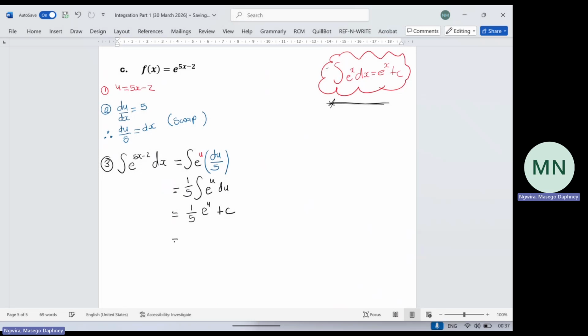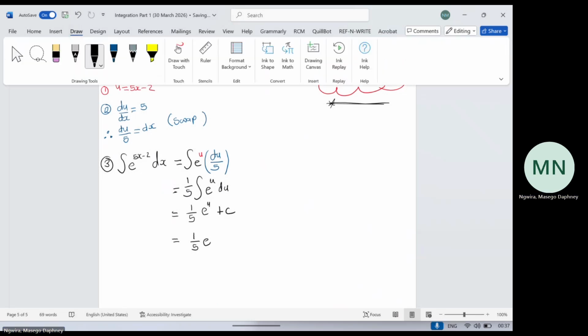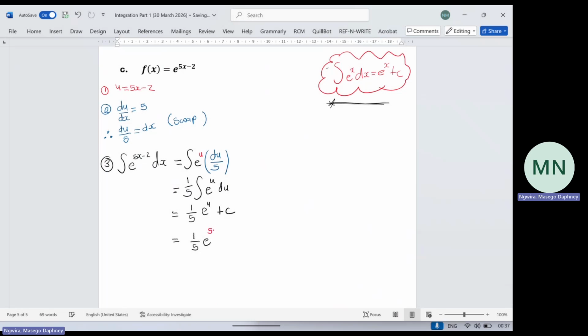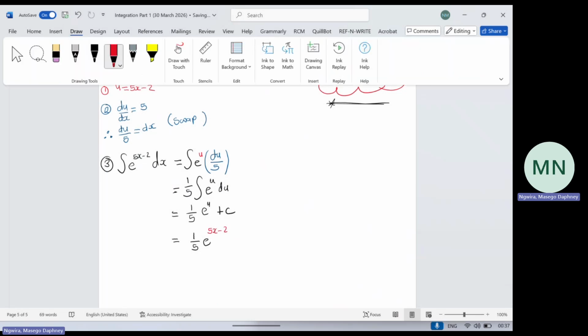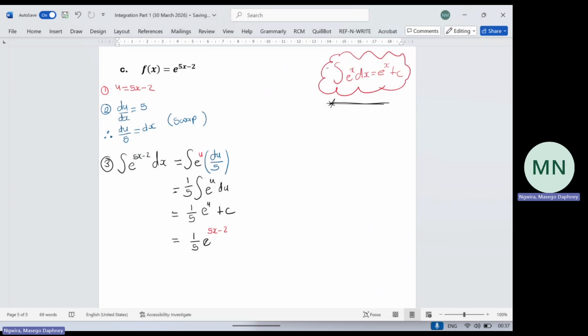And then now we are going to replace our u. So this will be e to the power of our u, which we said is 5x minus 2. Then don't forget the plus c. And then that's it. Some can write it and say this is e to the power of 5x minus 2, then over 5, then plus c. It's still fine. That's still correct.